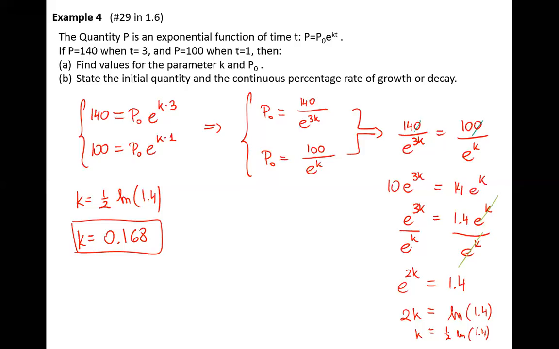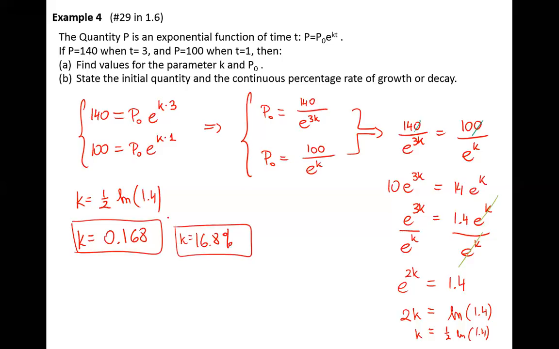If you have a calculator, you can check. I'm just trying to check again. You can type 1.4, then take the natural log, and divide by 2. No, that's correct. That means k is 16.8%.